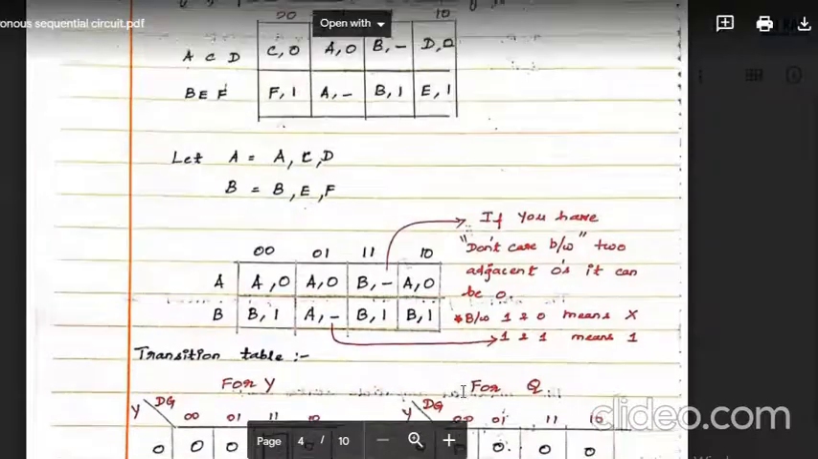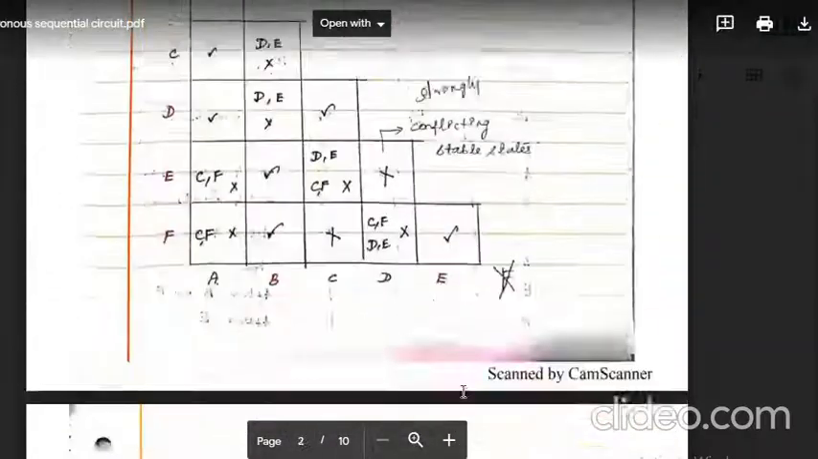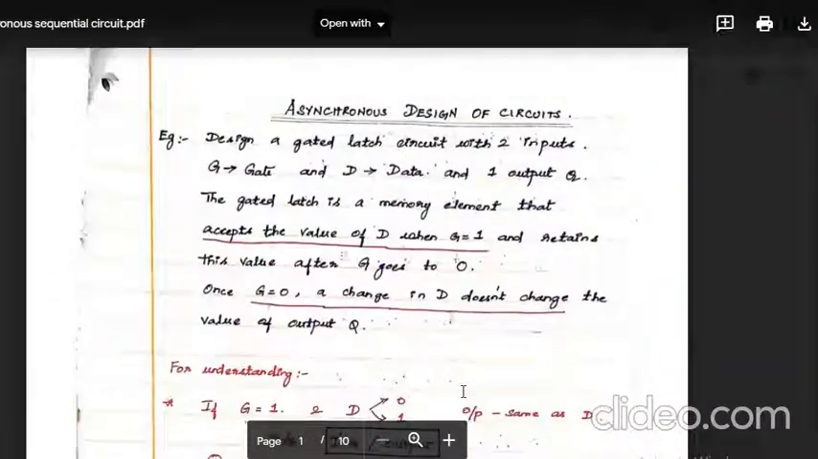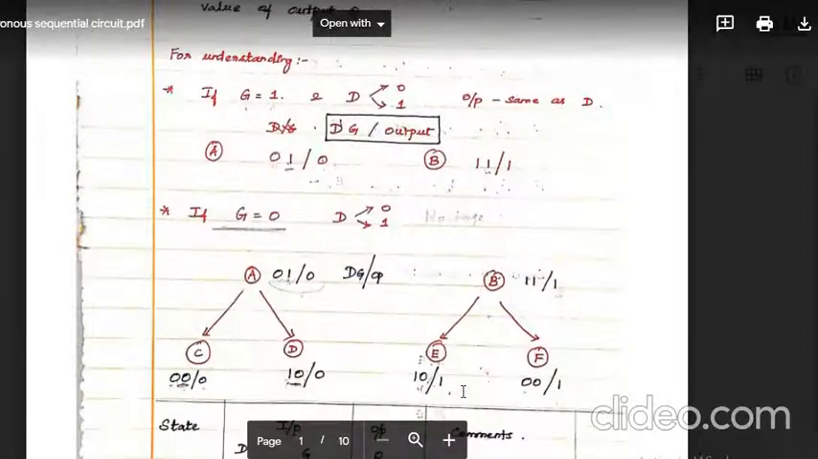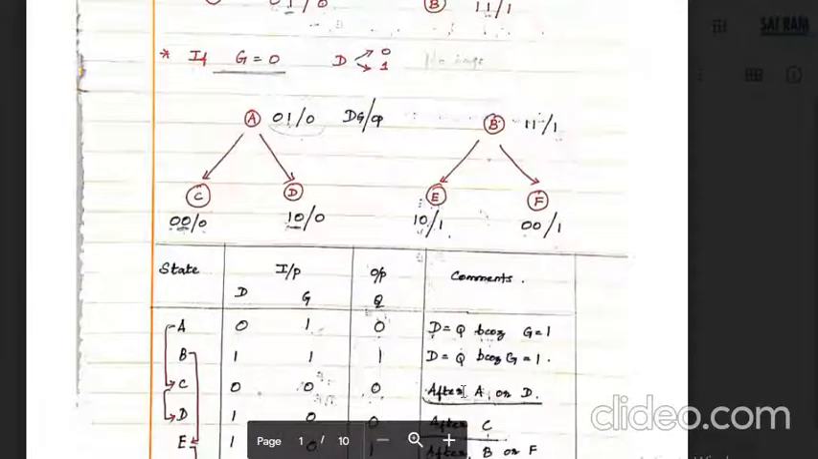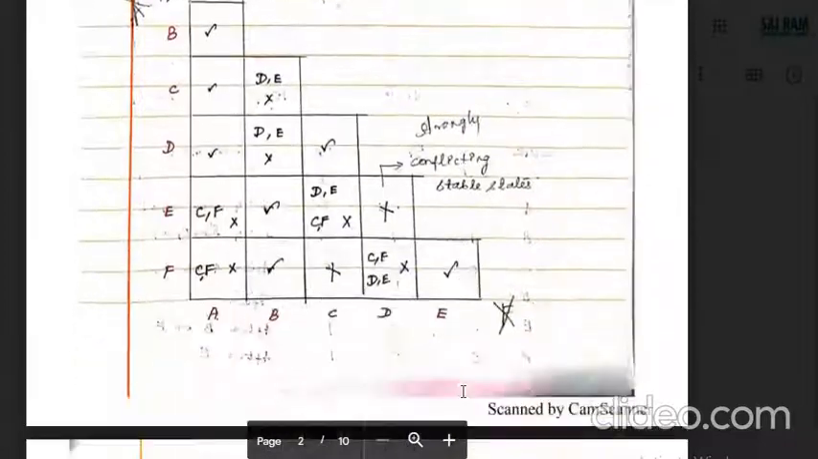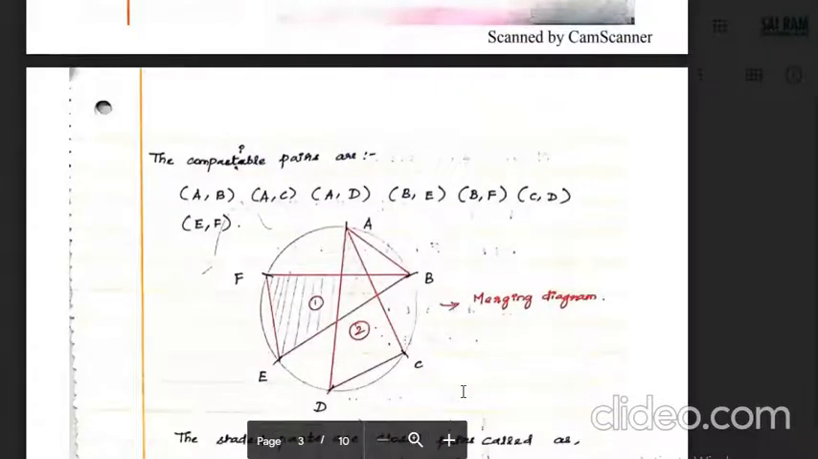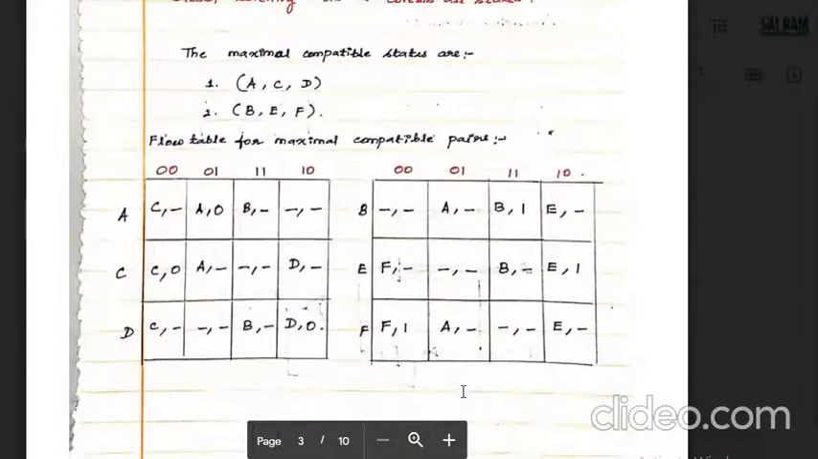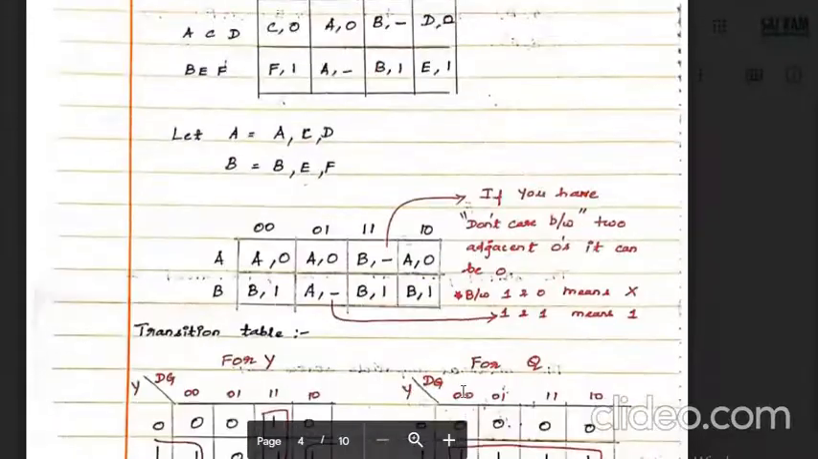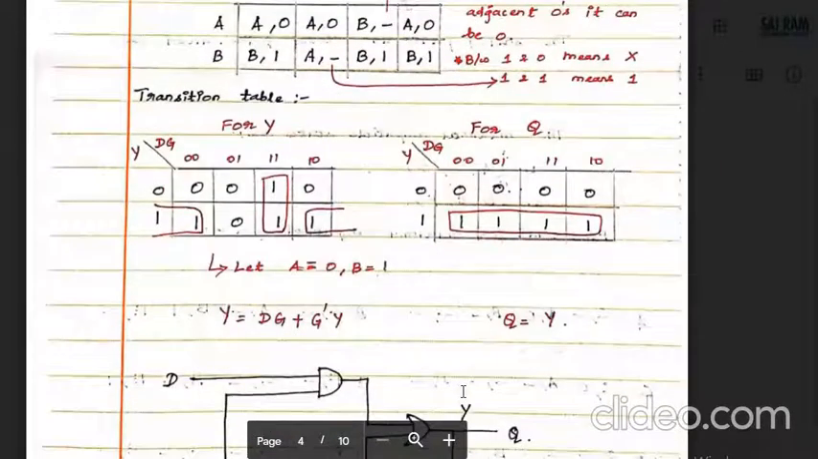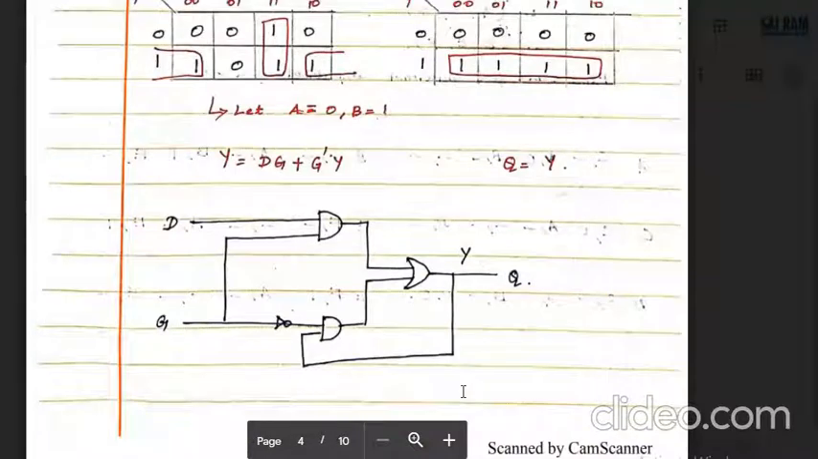Okay, so first you will have your understanding, then you'll draw your diagram, then your state table, then your primitive flow table, then your implication table, continued by compactable pairs, and find the maximal compactability, merge it, and then draw a transition table from that, and your diagram. Okay, so with this, your analysis of asynchronous circuits is over.